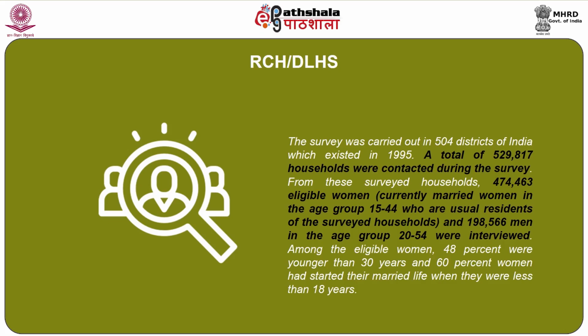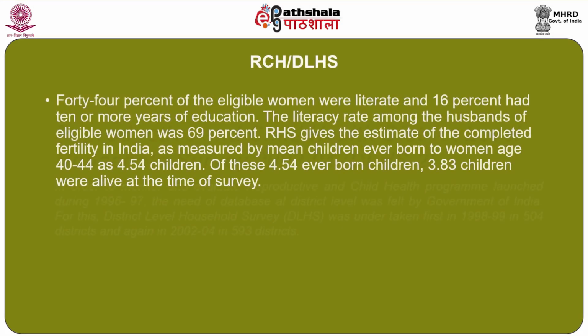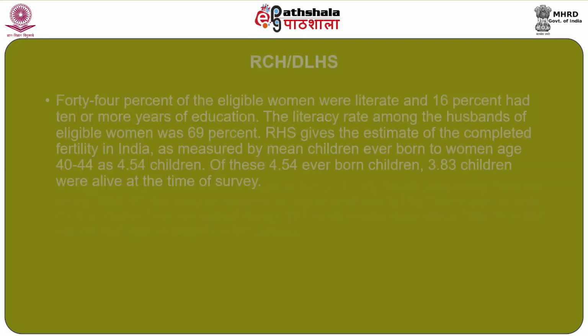Among the eligible women, 48% were younger than 30 years and 60% women had started their married life when they were less than 18 years. 44% of the eligible women were illiterate and 16% had 10 or more years of education. The literacy rate among the households of eligible women was 69%. RHS gives the estimate of the completed fertility in India as measured by mean children ever born to women aged 40 to 44 as 4.54 children. Of these 4.54 ever born children, 3.83 children were alive at the time of survey.